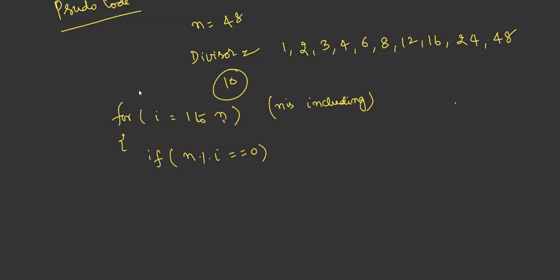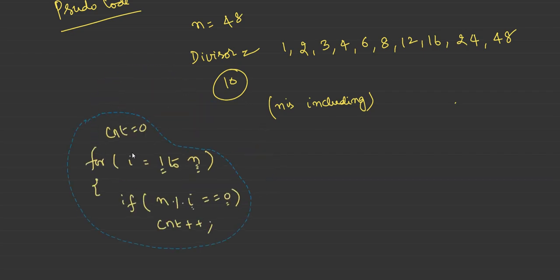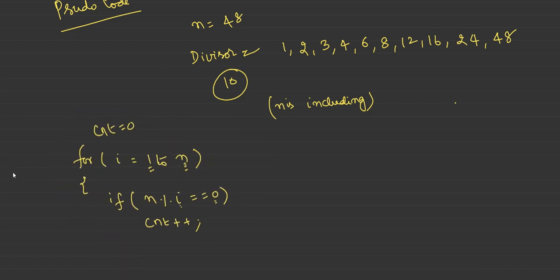So I can make a count. I declare the count variable and initialize it to 0, and I will increment the count here. Now my loop starts from 1 and goes up to n, and each value in between is operated on by n mod i. If i is a divisor of n, the remainder becomes 0. So if it equals 0, I can say that i is a divisor of n, and I increment the count. Guys, just assume this is the pseudo code, the algorithm for counting the number of divisors.